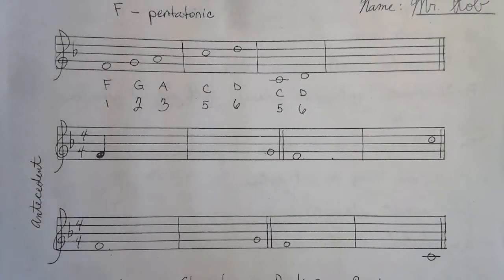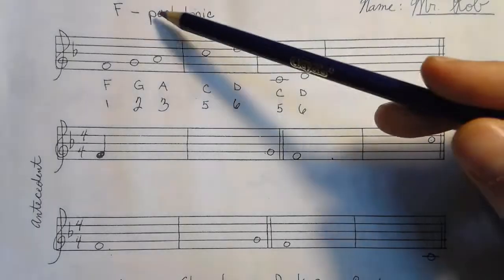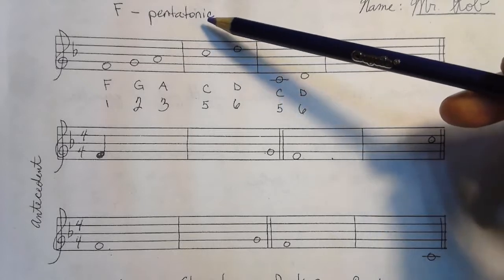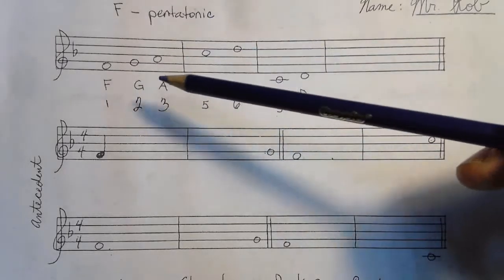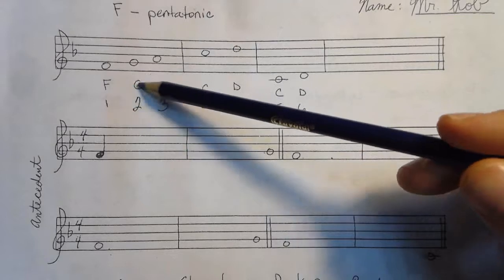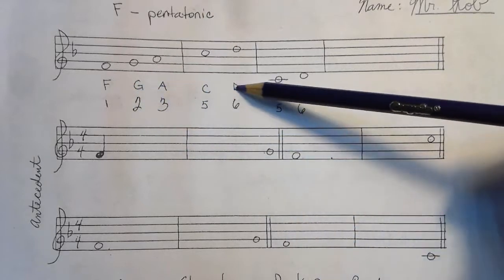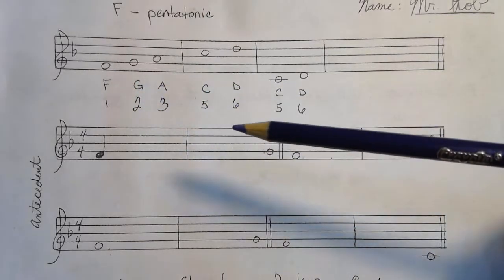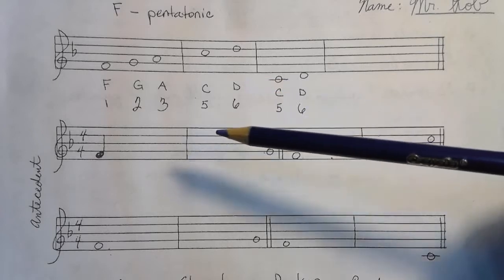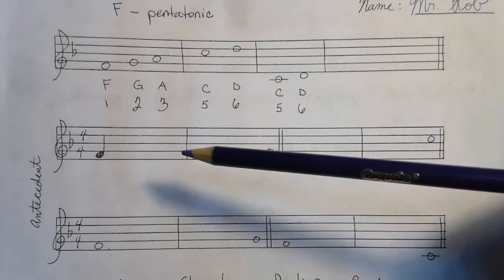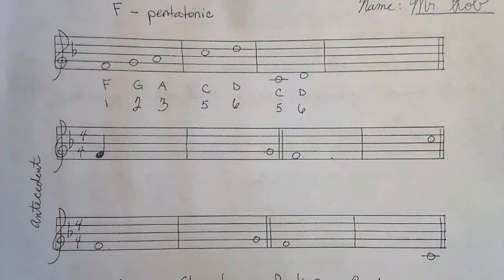Today you are going to write out 4 example antecedent phrases. We're going to be using F-pentatonic. Pentatonic means 5 sounds. We will only use F, G, A, C, and D on our compositions. Remember that antecedent phrases come before, consequent phrases come after.